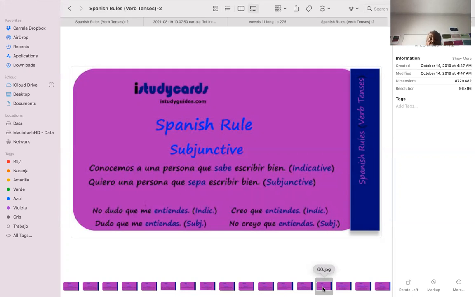Now, the next sentence, you're telling me what you want from someone else. And that's different than just telling me a fact that we know people who write well. Quiero una persona. So this is a desire that you have. You have a desire for someone. Quiero a una persona que sepa escribir bien. Okay, quiero a una persona que sepa escribir bien. That's a subjunctive.